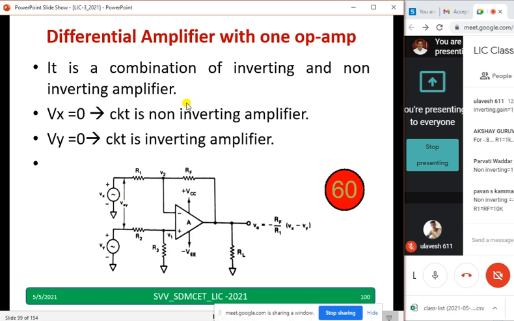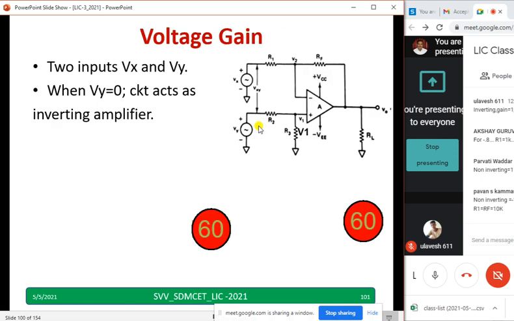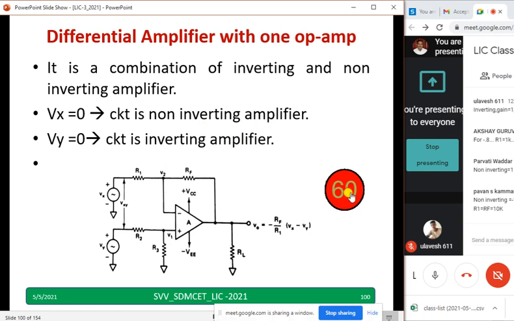Now, this is a conclusion which you have to remember. It acts as an inverting as well as non-inverting amplifier. Now, I will give you 30 to 40 seconds to copy down this circuit. Op amp, inverting terminal I am giving Vx, non-inverting terminal I am giving Vy. R1 and RF I am taking, R2 and R3 I am taking. R1 equal to R2, RF equal to R3.